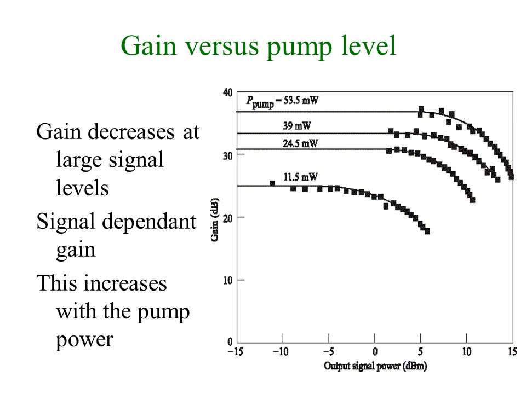Signal dependent gain, and this increases with the pump power. If you increase the pump power, initially at 11.5 milliwatt, the gain is less. If you increase to 24.5 milliwatt, the gain is more. At 39 milliwatt, it is more, still more. If it is 53.5 milliwatt, the pump, if you increase the pump power, it increases the gain also.